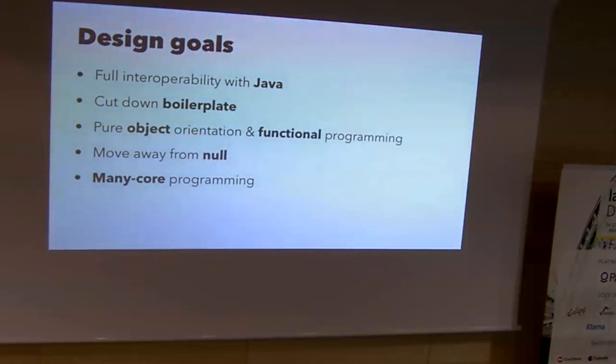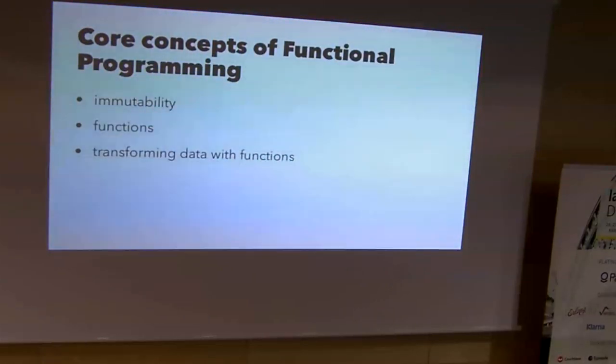Yay. So a few core concepts I want to quickly go through here. In terms of functional programming, we have immutability as opposed to mutable state. We have functions and higher order functions, and we have the idea of composing functions in order to transform data.